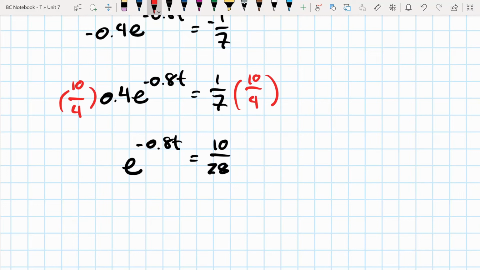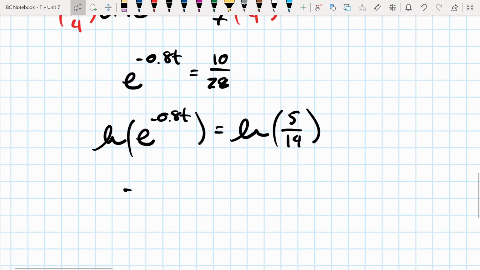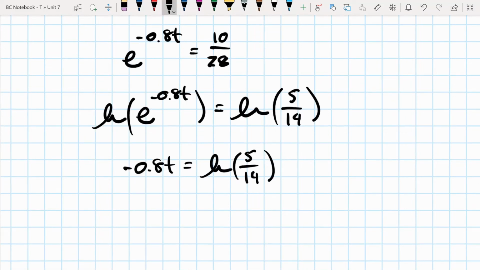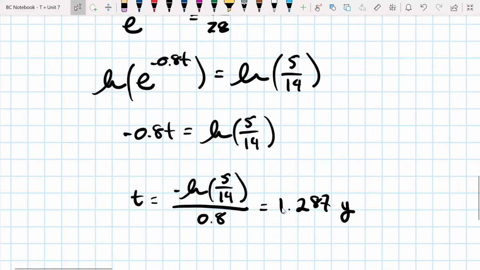Now remember, if we want to solve for t here, we're going to take the natural log of both sides. So instead of the natural log of 10 over 28, we can do the natural log of 5 over 14. Same thing. So we get negative 0.8 t is equal to the natural log of 5 over 14. And so the t value here is negative natural log of 5 over 14 over 0.8. And if you plug that in your calculator, it's about 1.287 years.